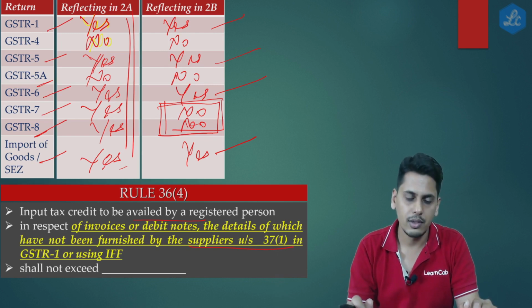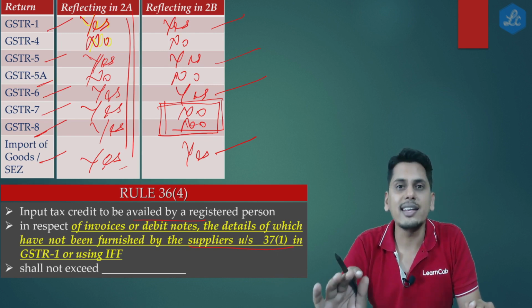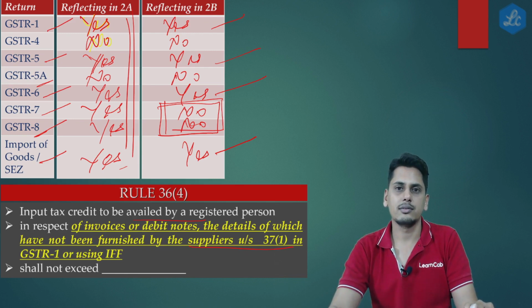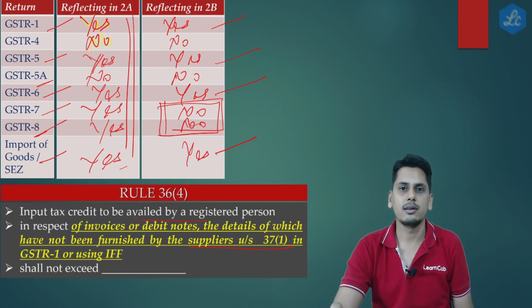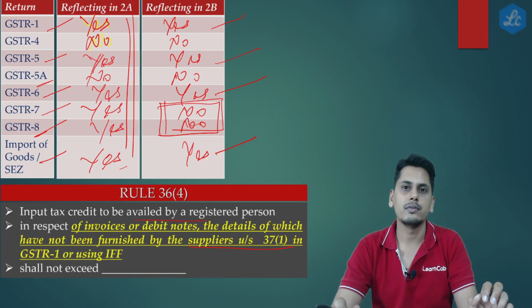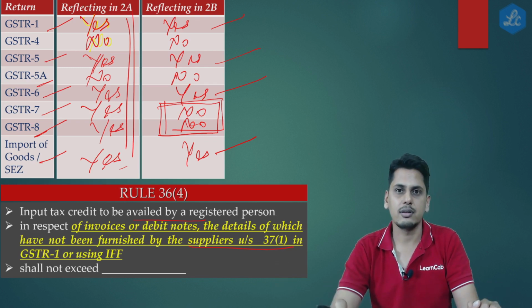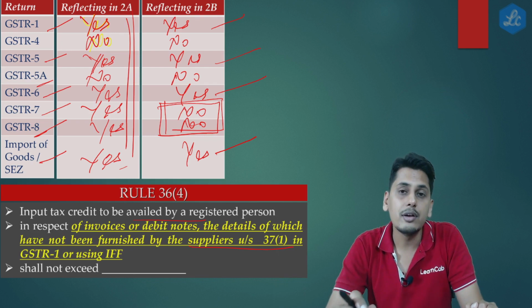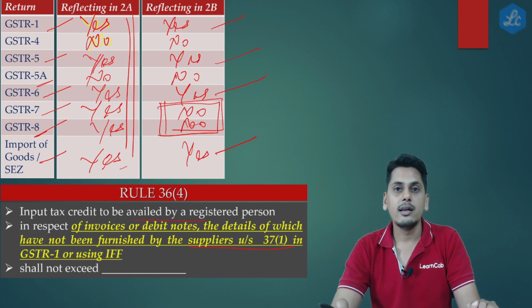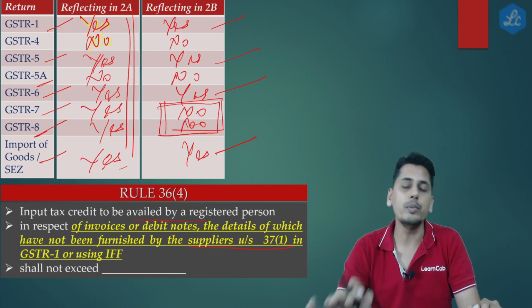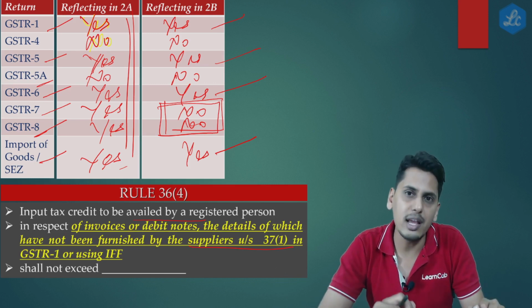Question number 2. You are a non-resident taxable person. You have made supplies to me. I received the invoice from you. I received the goods from you. I made the payment to you. But you have not filed GSTR 5. And it is not appearing in my GSTR 2B. Can I take the input tax credit?